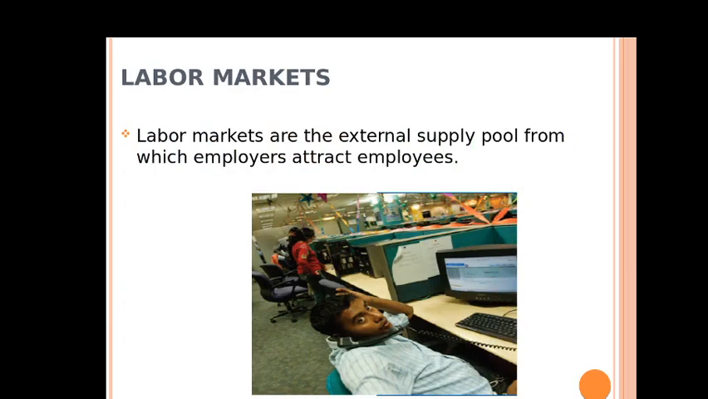Because staffing takes place in different labor markets, that can vary a great deal. So learning some basics about labor markets would help in understanding recruiting. Labor markets are the external supply pool from which employers attract employees. So when we say labor market, there are employers and there are employees.